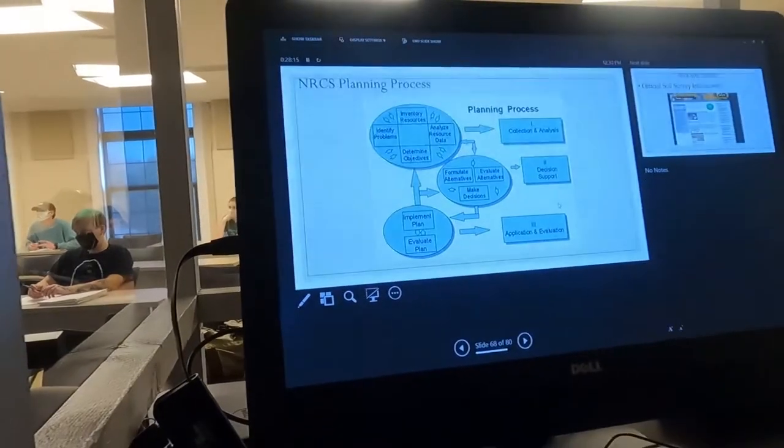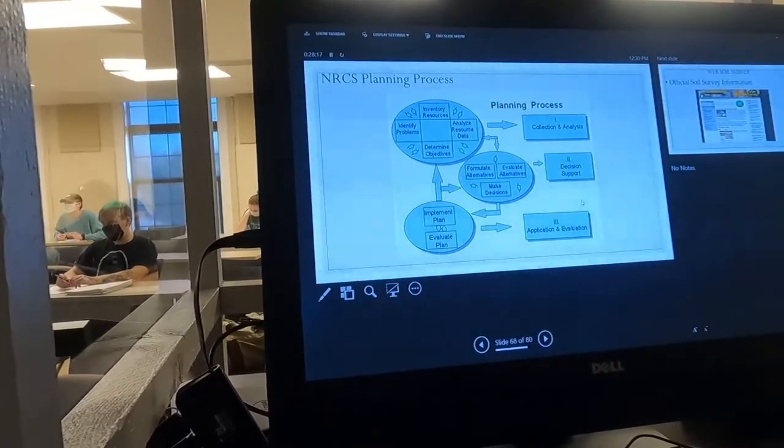So that is going to be the first part, with the collection and the analysis. And that'll go back and forth, those arrows showing that it's not just a very linear process. There's, well, what if we do this and what if we do that? Someone will finally make the decision, and then there will be some application and some evaluation or reevaluation.